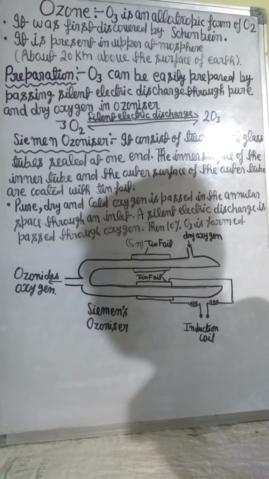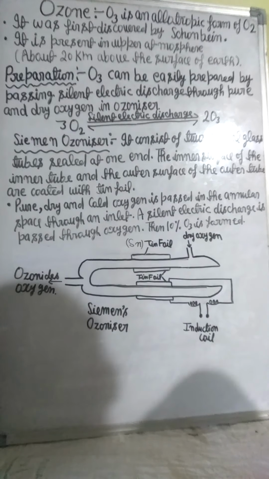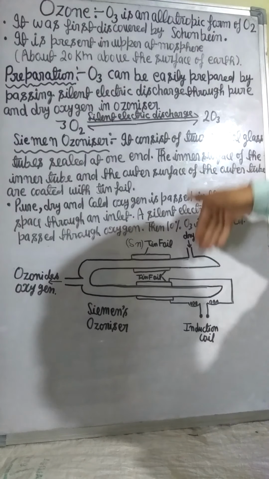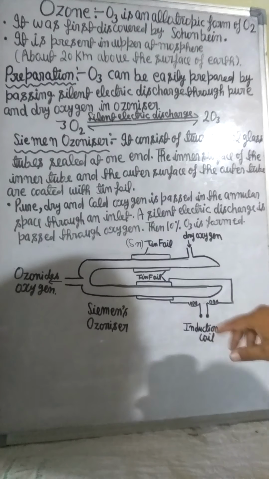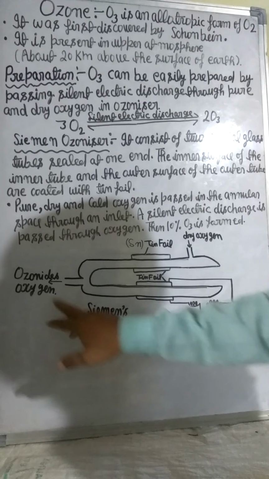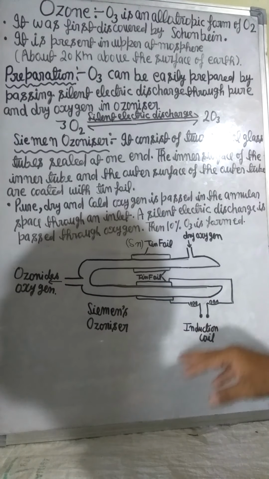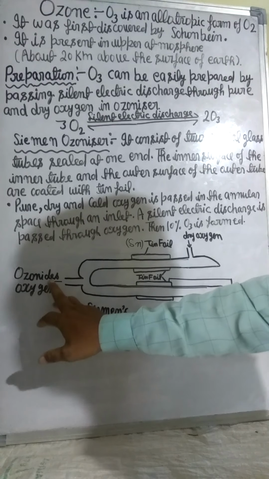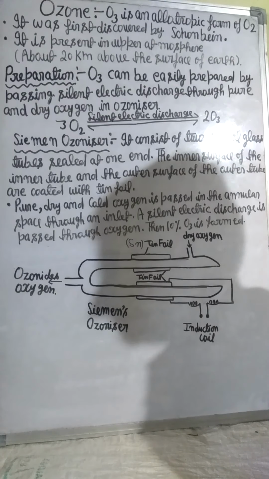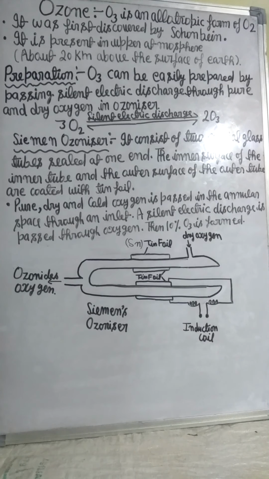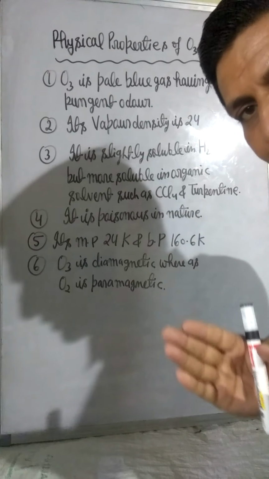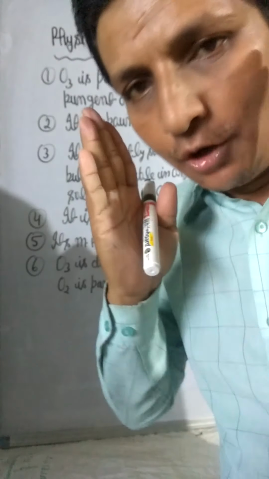Okay students, you can see this is the Siemens ozonizer. From this portion dry oxygen gas enters the ozonizer, and after silent electric discharge passes, then only 10% ozone gas is produced. Look here, ozonized oxygen. After this, dear student, we will study the physical properties of ozone.